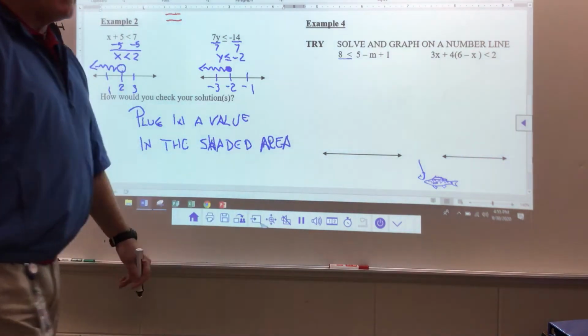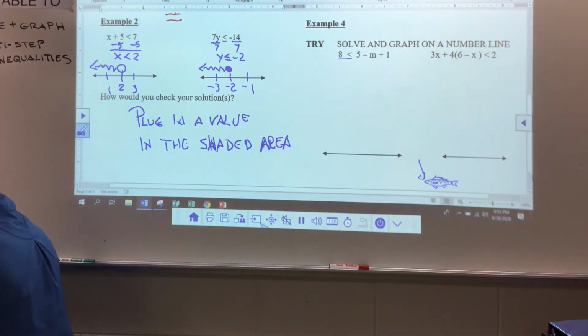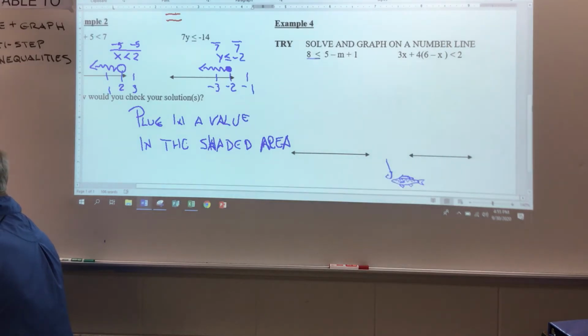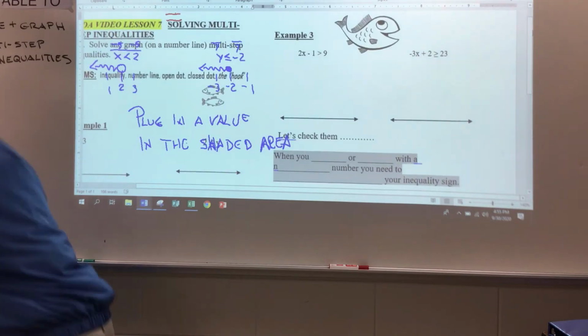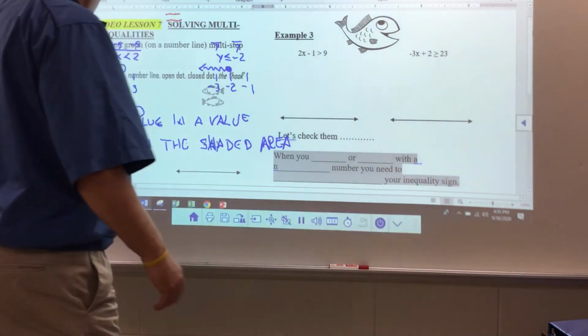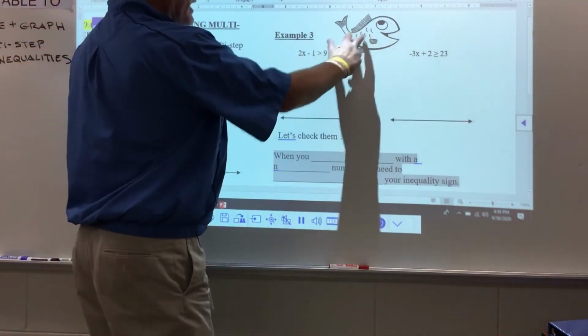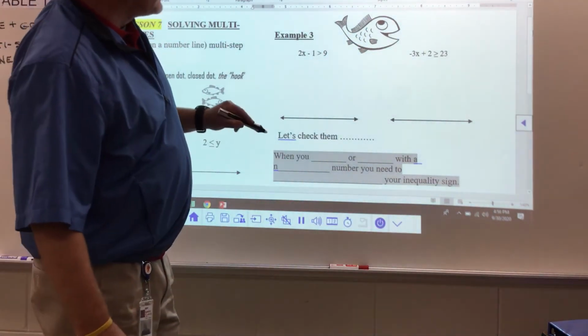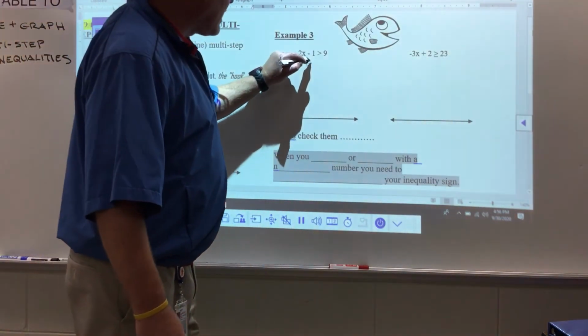All right, everybody got that down pat. So you can check your inequalities. Let's go over here to example 3, I think it is. Looks like there's some fish over here. Let's see what we got going on. Example 3 has a big fish up there. Looks familiar. But anyway, looks like a 2-step inequality here if you recognize it.